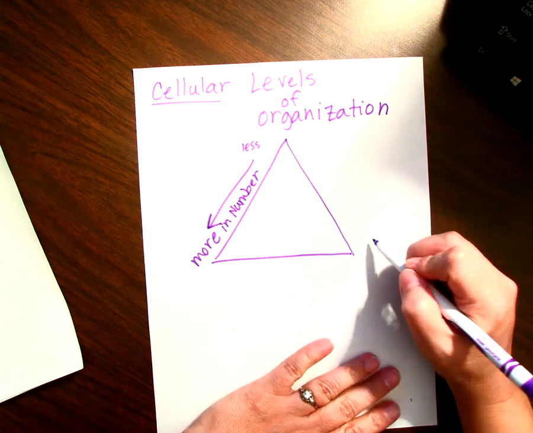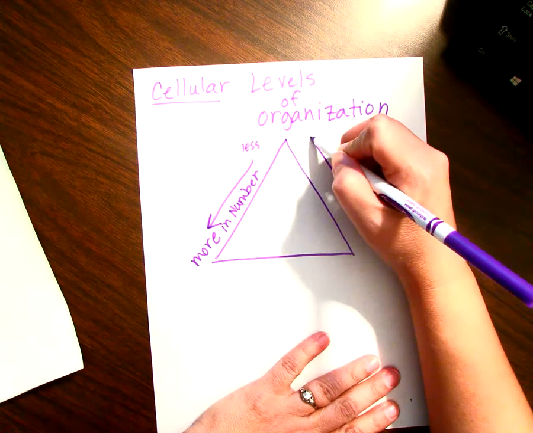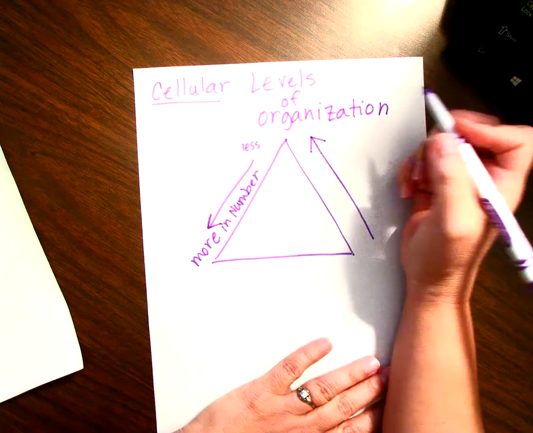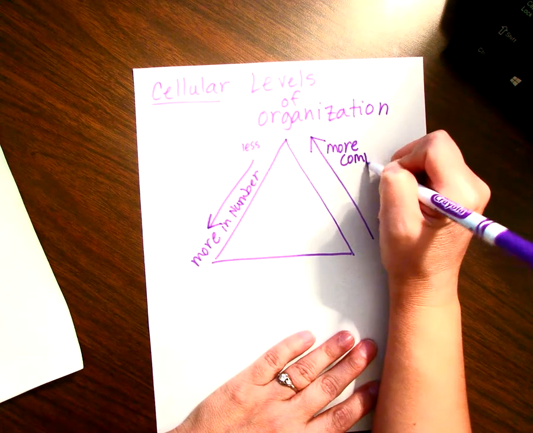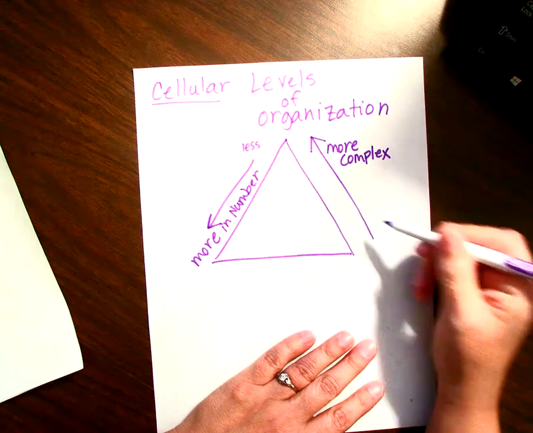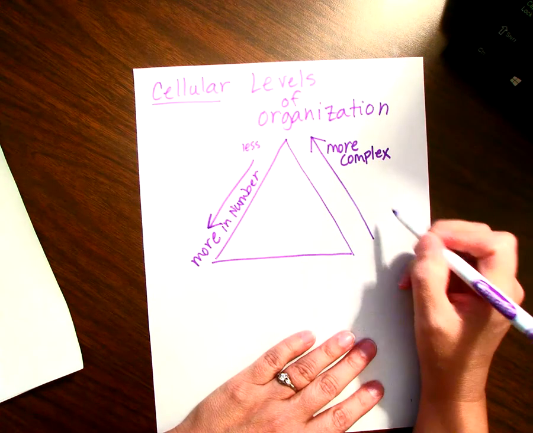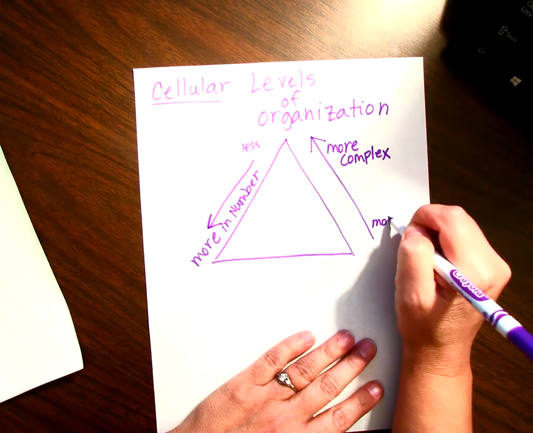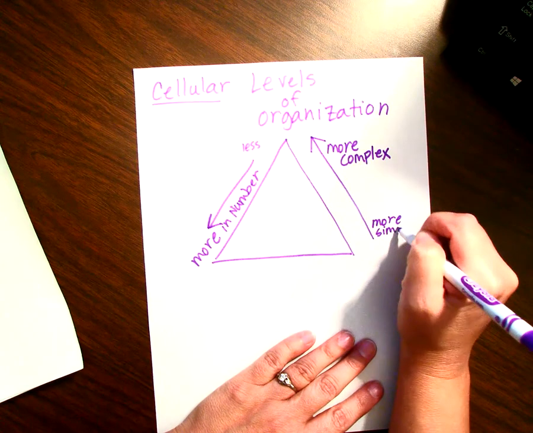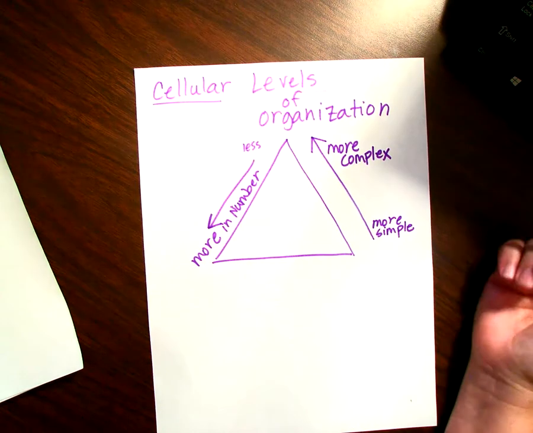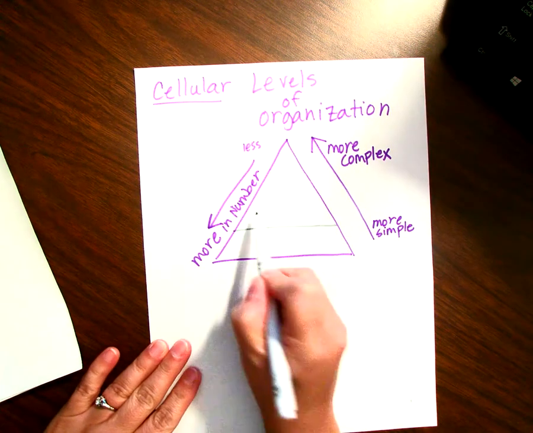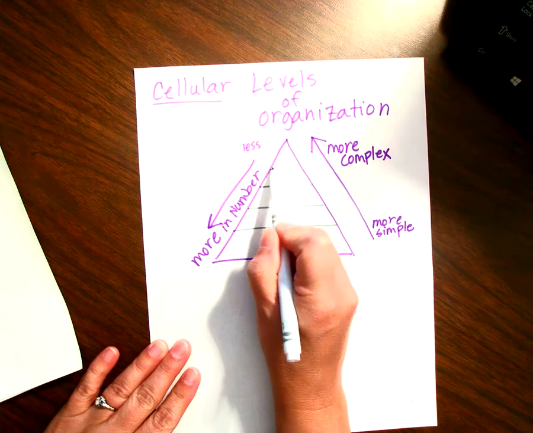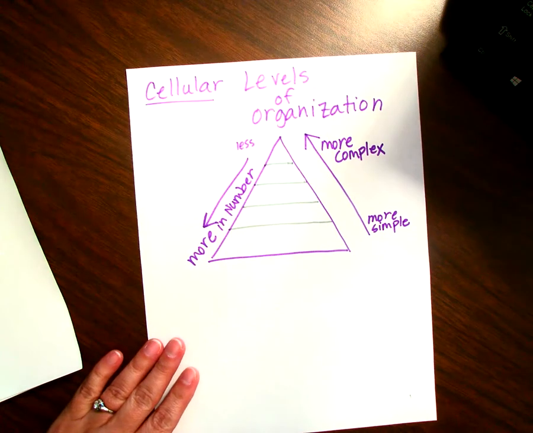Okay, and on the other side, I want to put an arrow upwards. The higher up we go on this pyramid, the more complicated they get, more complex. And then the further down we go, they get more simple. So what goes in this pyramid? Okay, we need 5 levels.